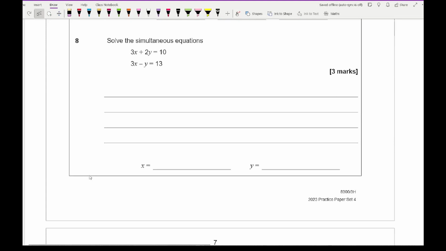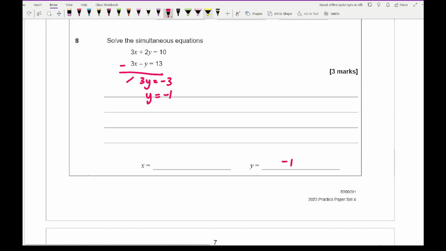Then for question 8, it says solve the simultaneous equations. So here we're looking at the x's and y's. We've got the same number of x's and they're the same sign, so we take away the 2 equations. So 3x take away 3x is nothing. 2 minus minus 1 is positive 3. And 10 take away 13 is minus 3. So that means that y equals minus 1.